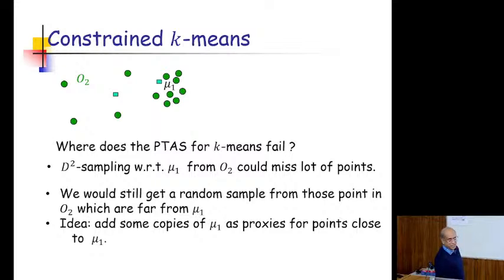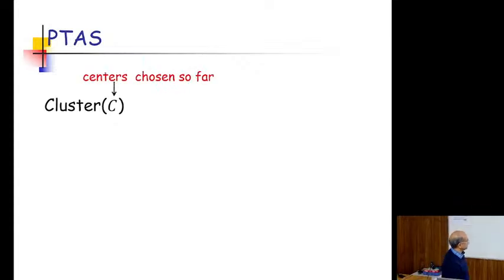So the idea is the following. If you have an estimate of mu1, I will just add some fake copies, fake samples, which are close to mu1. I'll add some copies of mu1 as proxies for points which are close to mu1. So I will sample some points using distance squared sampling, but in addition I'll add some fake points here, because I have no idea how many points are close to mu1. I'll just make a guess and add that many points there, and I'll output that mean. So this is the complete algorithm.